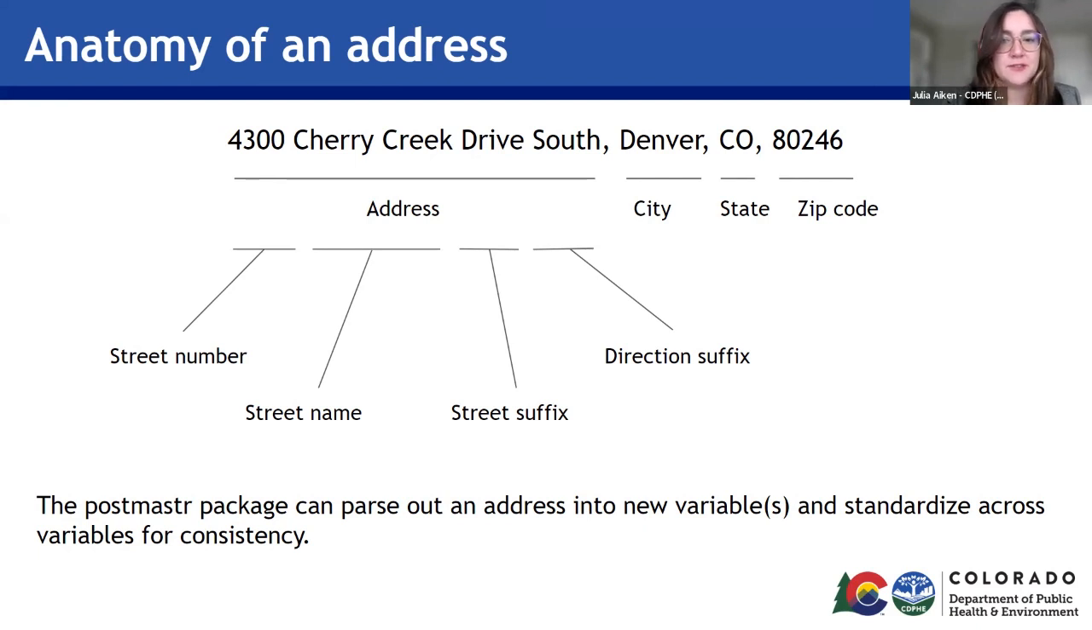That's about 5 fields. And with the Postmaster package, you can take either those 5 fields or an entire string like this, and it's able to recognize these subcomponents and parse them into address, city, state, zip code, and even take that address field itself and parse it out further into street number, street name, street suffix, directional suffix or prefix.